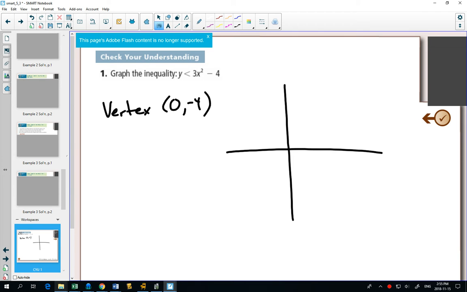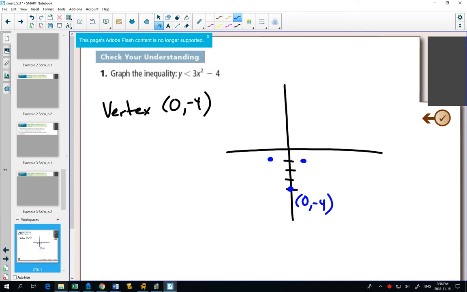Sometimes the ones that have a 0 are the hardest to see, because it doesn't actually show up as x plus 0 inside the brackets. But this one is already in vertex form, and we could go and label the point 0, negative 4. Does this parabola open up or open down? It opens up. We can find our next point by going over 1, up 3.